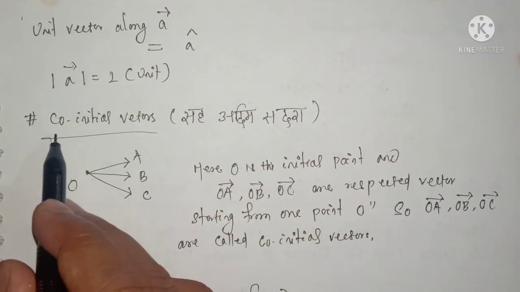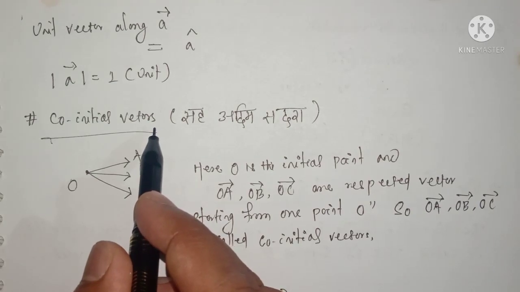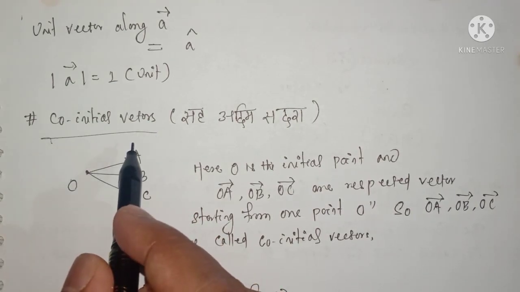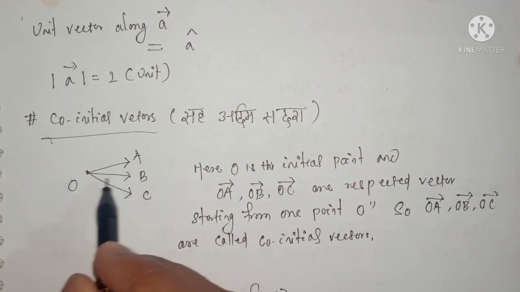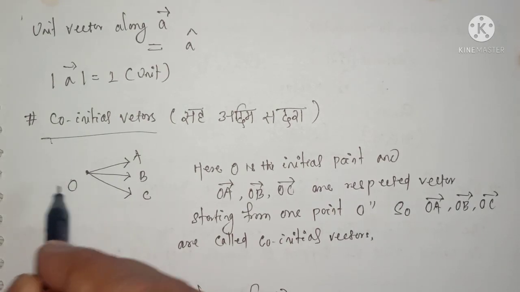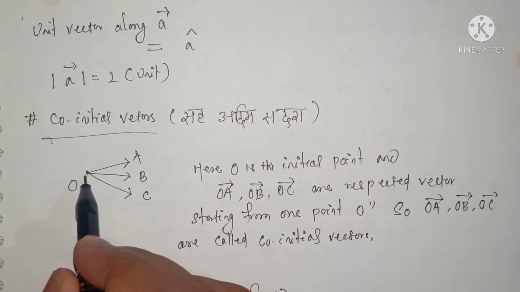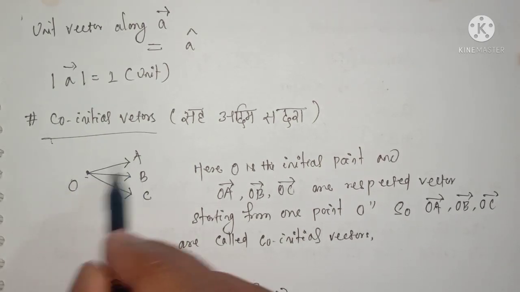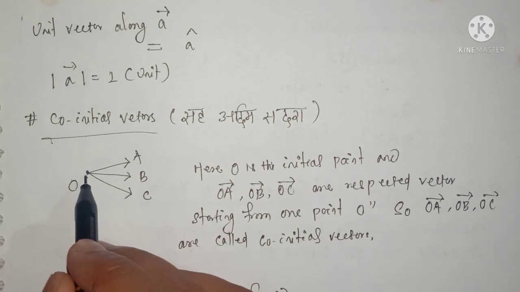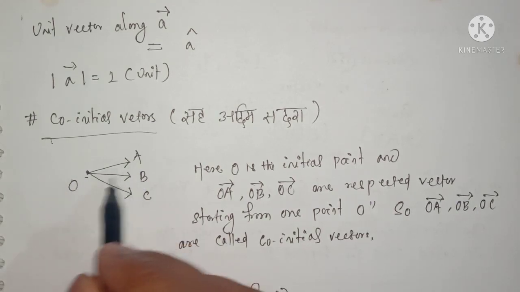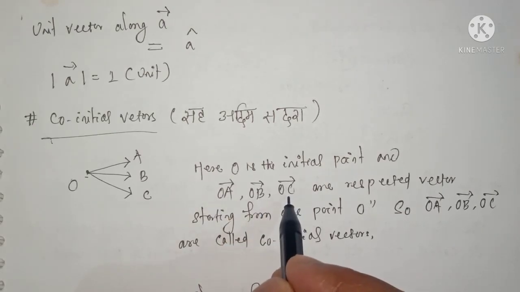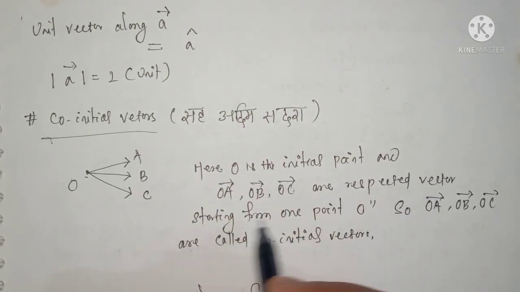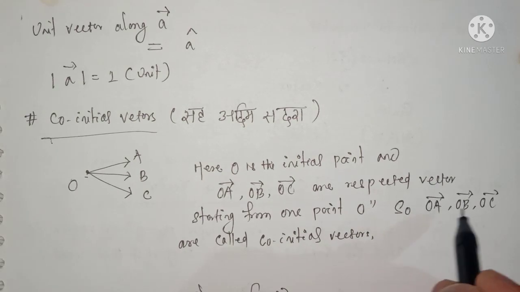Now discussing the co-initial vector. Co-initial vectors are vectors starting from a single point. If I place a point here named O, there are three vectors starting from the same point O, and the vectors will be OA, OB, OC, represented as vectors starting from one point O. So OA, OB, OC are called co-initial vectors.